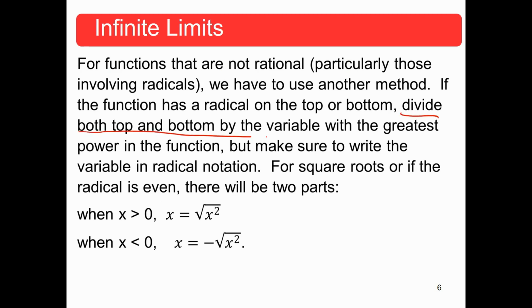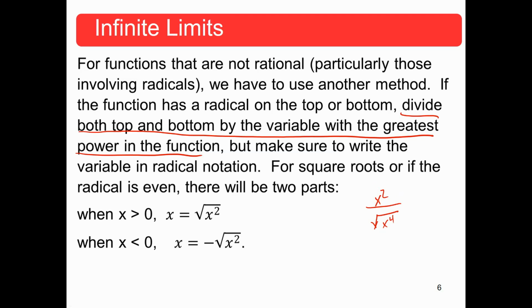Divide by the variable with the greatest power. So what if I had the square root of x squared over x? What's the greatest power here? If you said x squared, you got to be careful because this is the square root of x squared. What's the square root of x squared? Square root of x squared is x, right? So really, this is equivalent to just x, so x and x. So the highest power is just going to be x to the first. Same thing if we had x squared over the square root of x to the fourth. What's the highest power? Well, it's x squared, right?